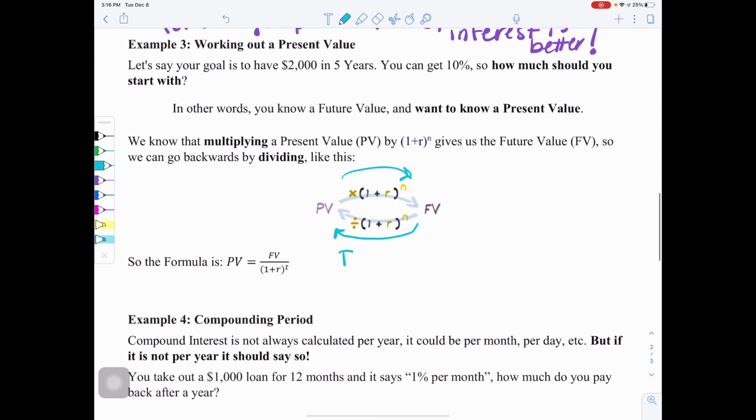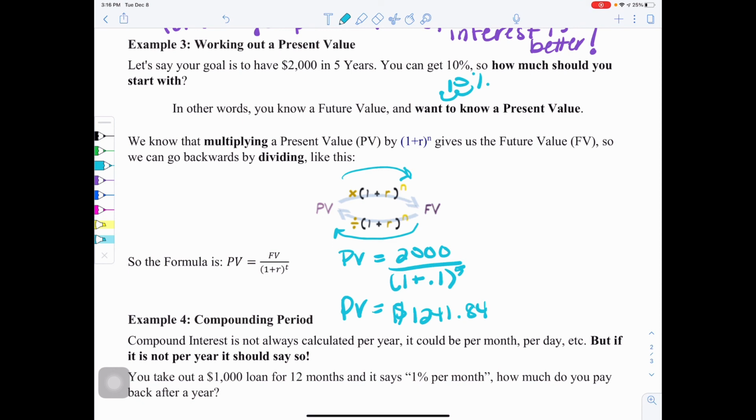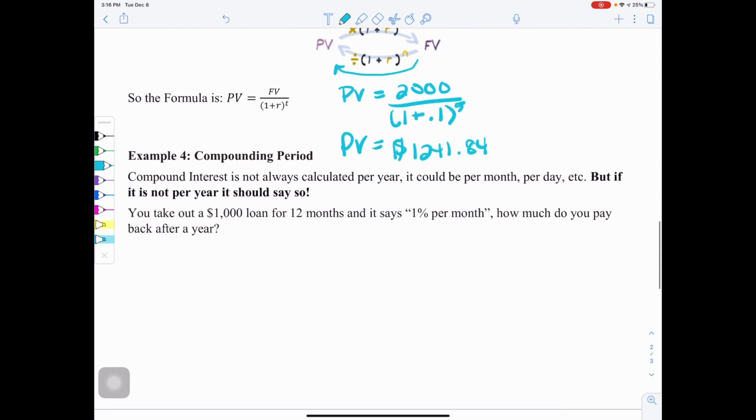So in order to find that out, we are going to take our future value, which they said they want us to have $2,000 in 5 years. We're going to do 1 plus the rate. So 1 plus, our rate is 10%. So 10% as a decimal is going to be 0.1, and we're going to raise that to the time of 5 years. The calculator will do all the rest for you, and you get a present value of $1,241.84.